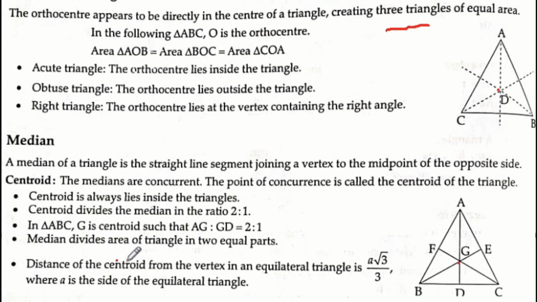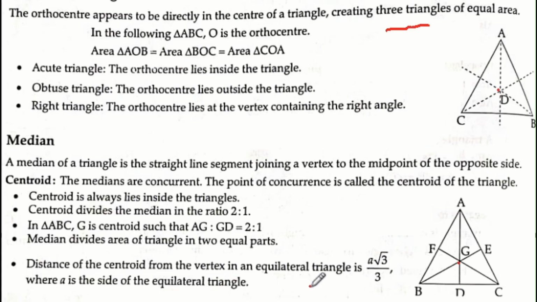Then in triangle ABC, G is the centroid right here. So AG is to GD is 2 is to 1, BG is to GE is 2 is to 1. Similarly, CG is to GF is 2 is to 1. So the centroid divides the median in the ratio 2 is to 1. A median divides the area of the triangle into two equal parts. So here it is dividing into two equal parts, unlike altitudes, where we had three equal areas. But here it will be exactly two equal parts.